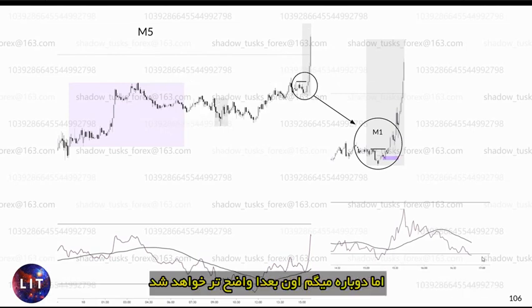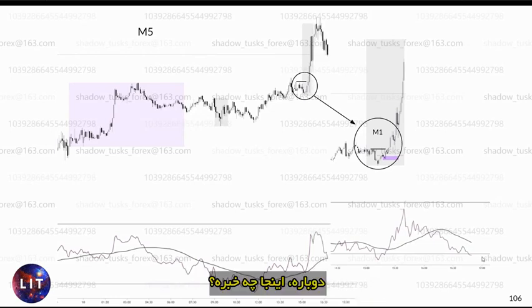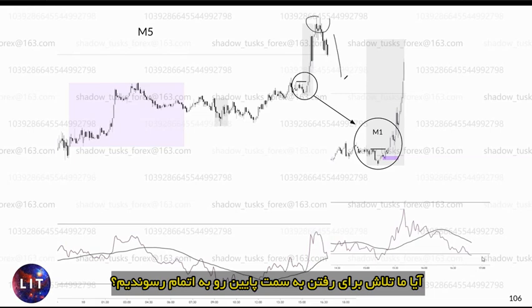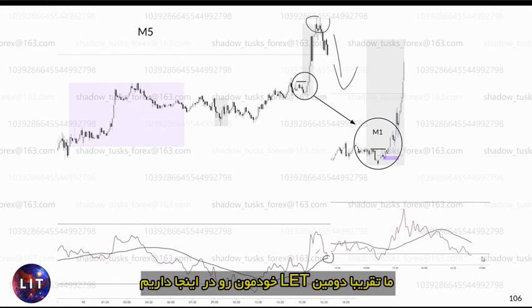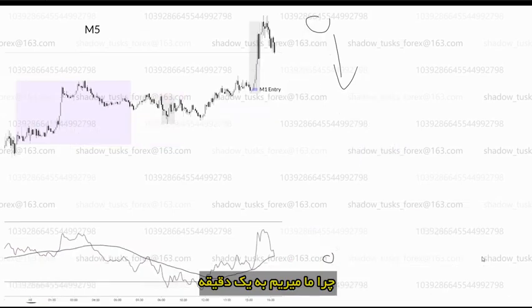Again, not clear, but again, it will be so much more clear afterwards. Again, what's going on here? Are we done yet? Are we trying to go to the downside yet? Just by looking at this, what is going on? We get our second LIT in here. What can we do? Right, we switch to the 1 minute once again. What is going to happen?